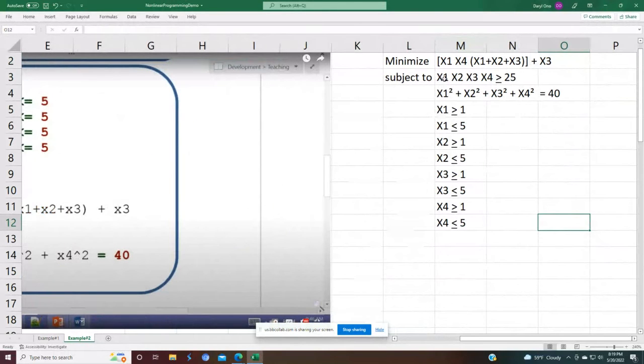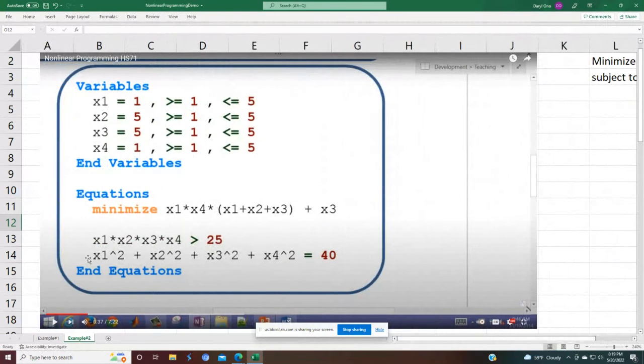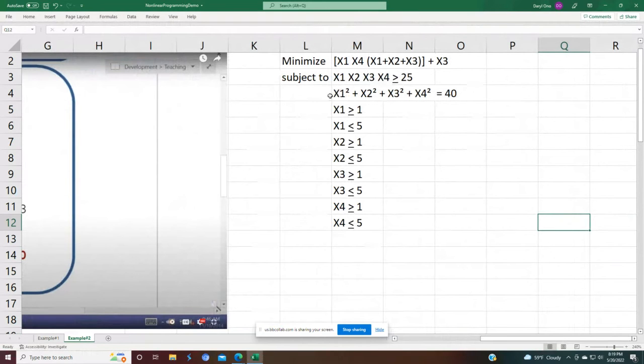You see that right here? x1 times x2 times x3 times x4 is greater than or equal to 25. And the second constraint then, again written in the format required for this particular software, x1 squared plus x2 squared plus x3 squared plus x4 squared is equal to 40.